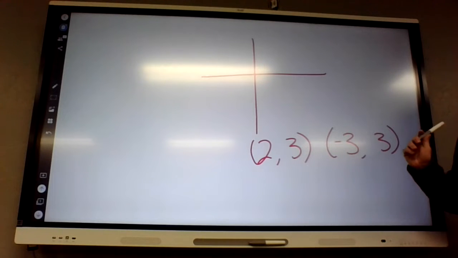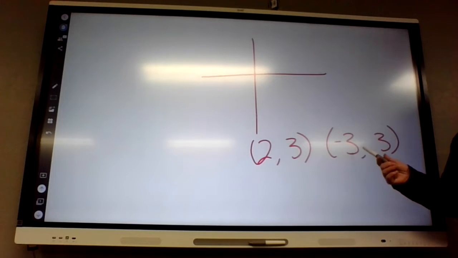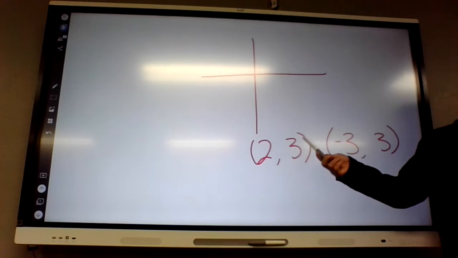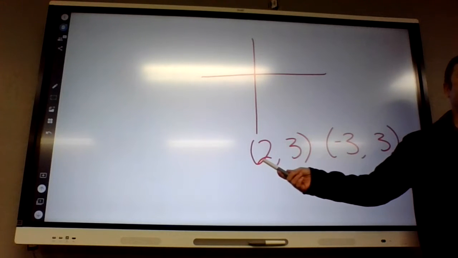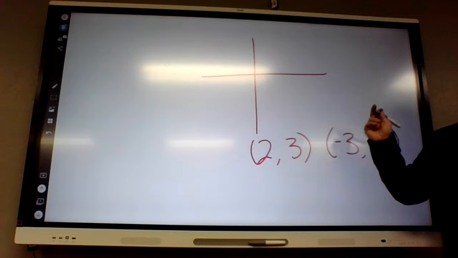It's got two numbers in the bridge. No, that makes it a relation if it's got ordered pairs. Is this a function? Yes, it is. It is because the x values are different. Okay, do you remember what I said?